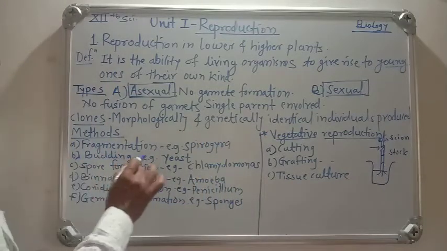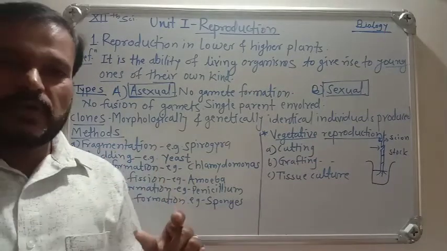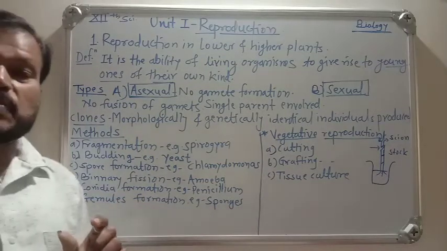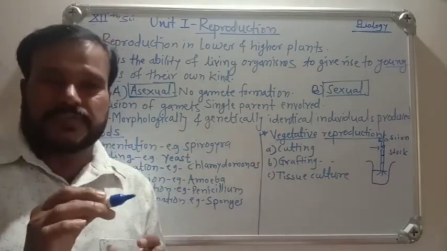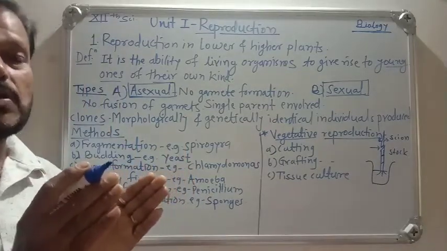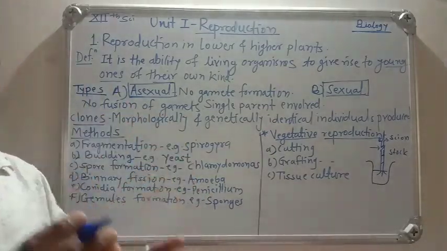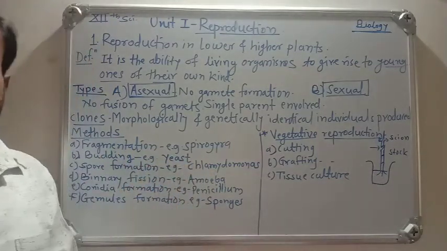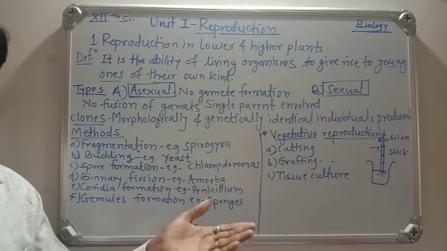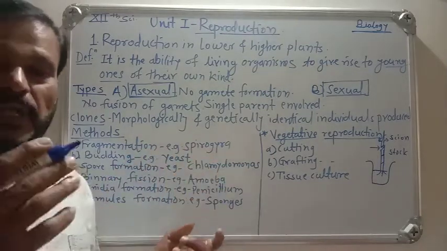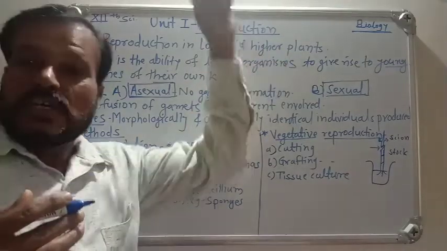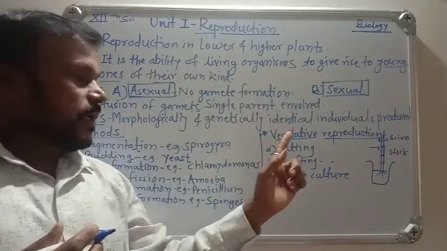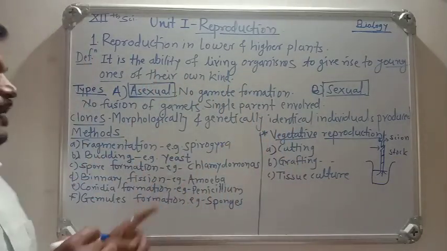Then second, budding. In some unicellular organisms, a very small bud forms on the parent plant. Detachment of this bud grows into a new plant, and this process is called budding. A very famous example is yeast. In animals, Hydra also shows the budding process. When we study reproduction in animals, we will discuss budding in Hydra in detail. Then the third method, spore formation.